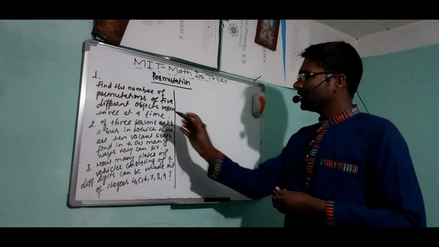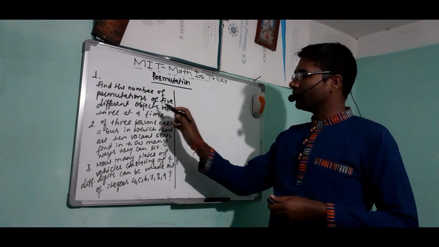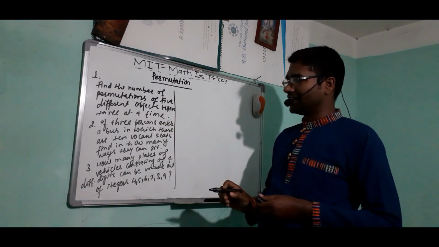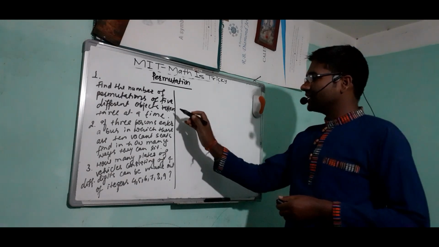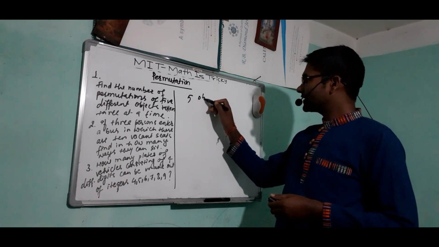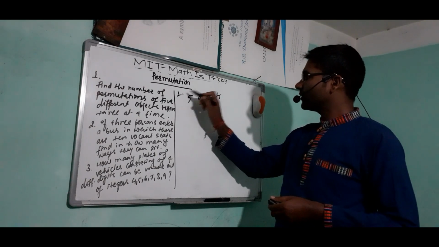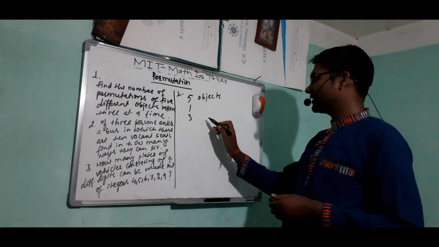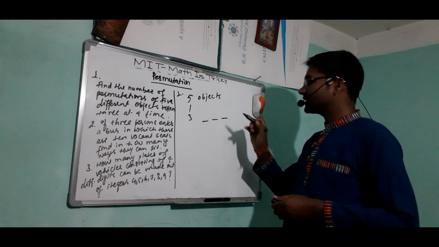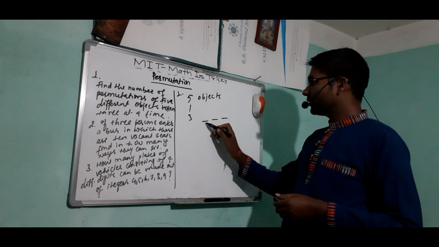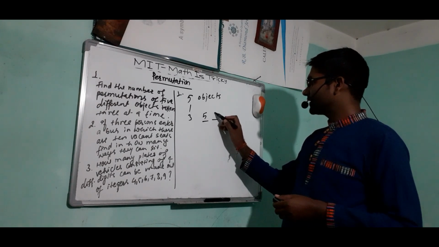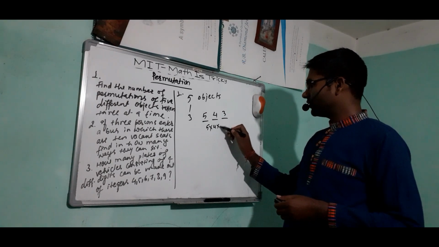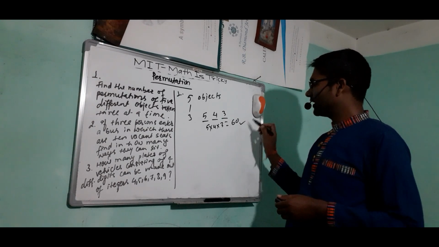Okay, let's start. Find the number of permutations of 5 different objects taken 3 at a time. So it means that there are 5 objects, and from them we have to take only 3 at a time. This means we have to fill 3 places with 5 objects. For the first there will be 5 choices, for the second 4 choices, for the third 3 choices. So 5 into 4 into 3 will be 60 as your answer.